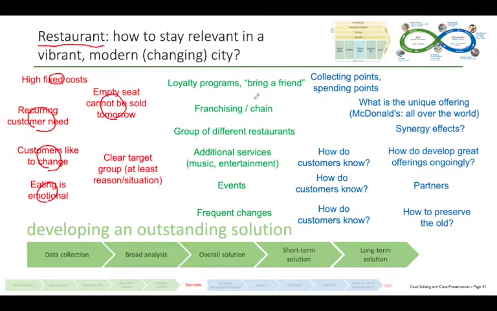Yes. Now, what we have to answer to make that program work is basically, how can we collect points? So how often can we bring a friend? What is a friend? Can we bring the same friend twice? And how can we spend the points? What is in it for us that we bring a friend?